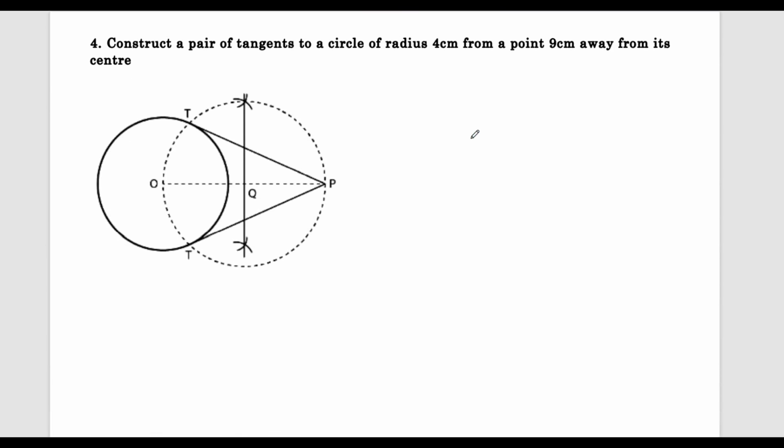Now students, do take the geometry box and I'll be explaining how to do. Construct a pair of tangents to a circle of radius 4 cm from a point 9 cm away from its center. Now students, the first step is draw a circle of radius 4 cm using your compass.